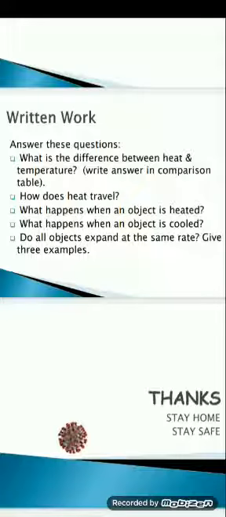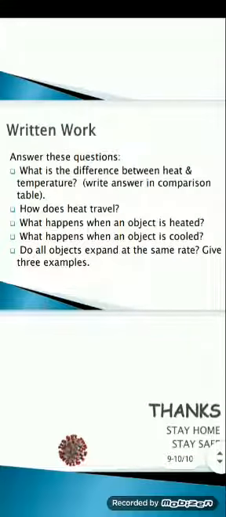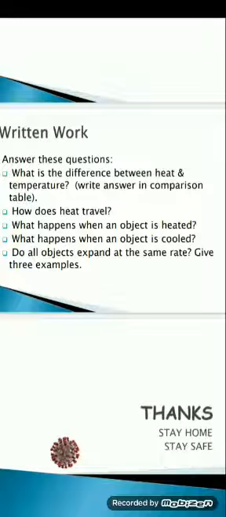Then, what happens when an object is heated? We have just discussed that when an object is heated, it will expand, meaning it will increase in size and volume. What happens when an object is cooled? When an object is cooled, it contracts, meaning it decreases in size and volume. Then there is another question: do all objects expand at the same rate? You have done some experiments, and from those experiments you will learn the answer. For that, you will give 3 examples, any examples.